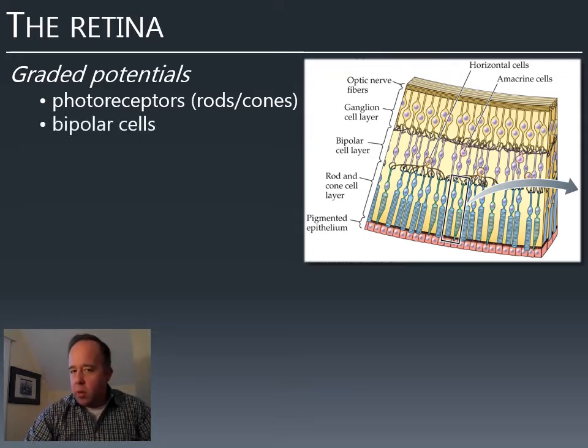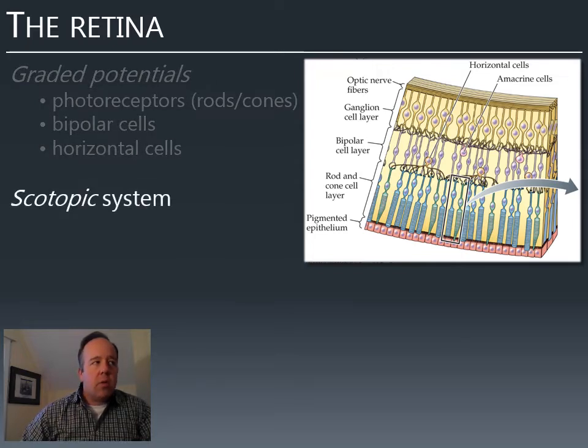And these are cells like bipolar cells and horizontal cells. And again, we're not going to dwell on these, but what they have in common is that they all use these graded potentials. They do not fire your standard action potential. They release neurotransmitter based on the strength of the stimulus they're receiving.